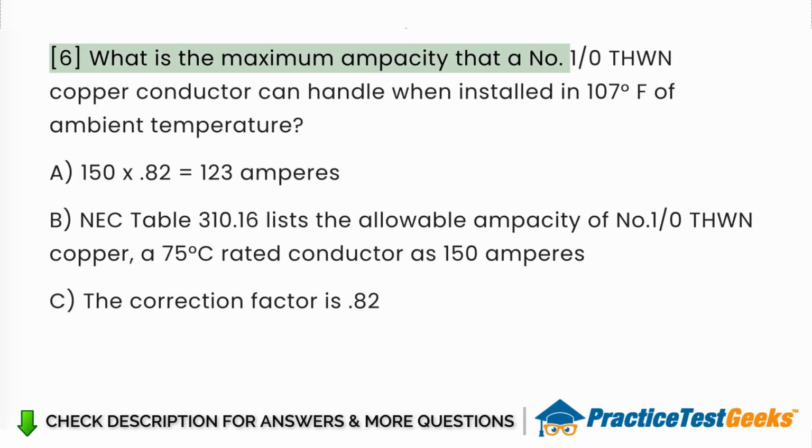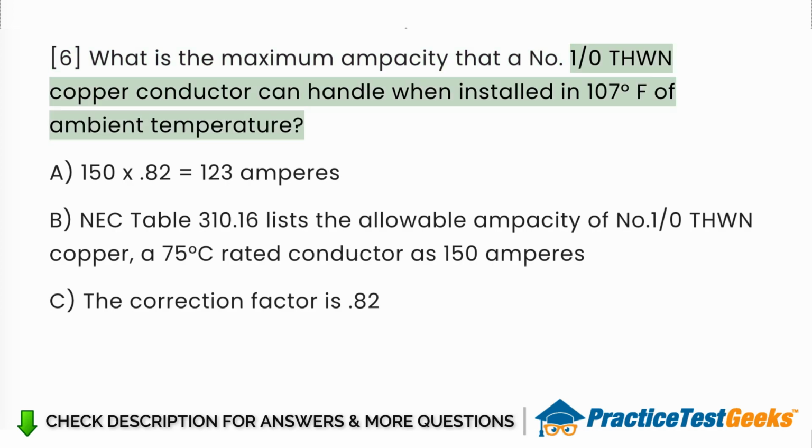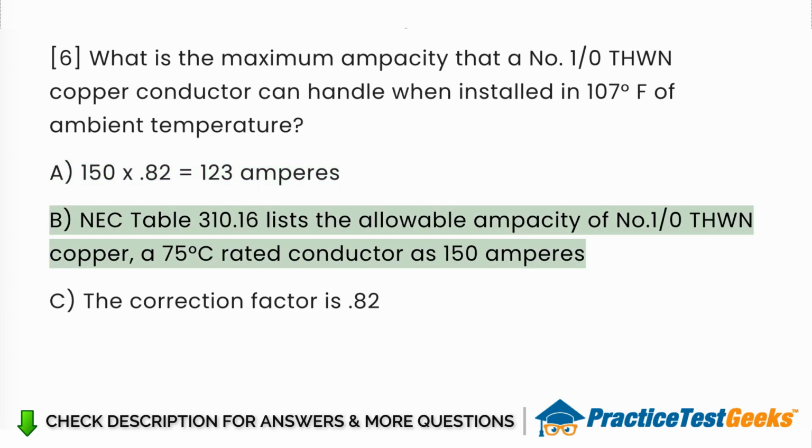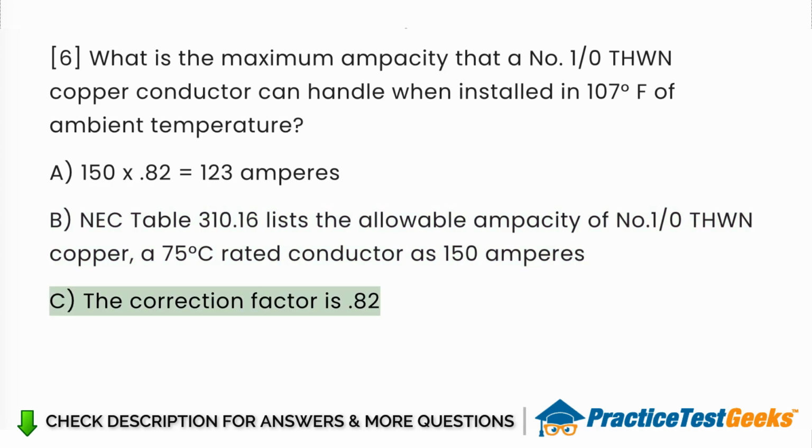What is the maximum ampacity that a No. 10 THWN copper conductor can handle when installed in 107 degrees Fahrenheit of ambient temperature? A. 150 times 0.82 is equal to 123 amperes. B. NEC Table 310.16 lists the allowable ampacity of number 10 THWN copper, a 75 degrees Celsius rated conductor, as 150 amperes. C. The correction factor is 0.82.